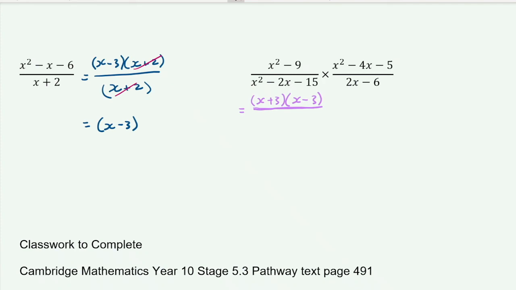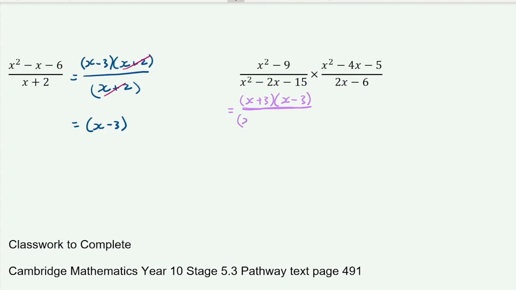Okay, x squared minus 2x minus 15. So it needs to add to minus 2, but multiply together to get minus 15. So we need one minus and one positive number, one negative, one positive. So I'm going to go with minus 5 because if I add 3 to minus 5, I'll get minus 2. And if I multiply them together, I will get minus 15. Then I'm going to go across to the other side.